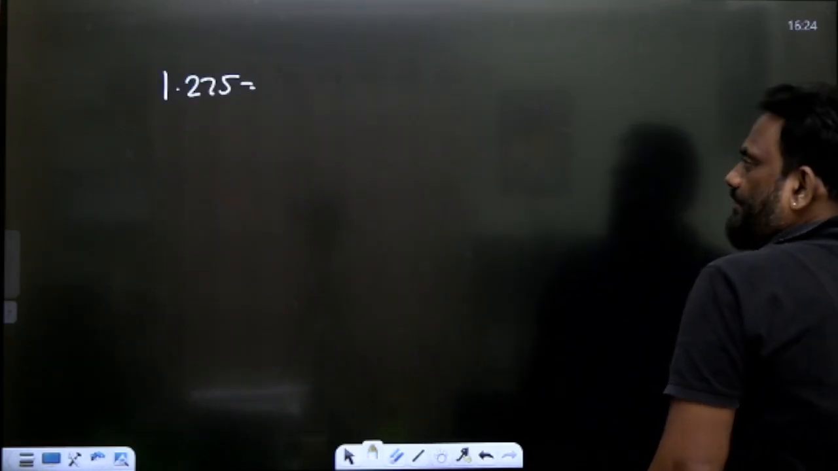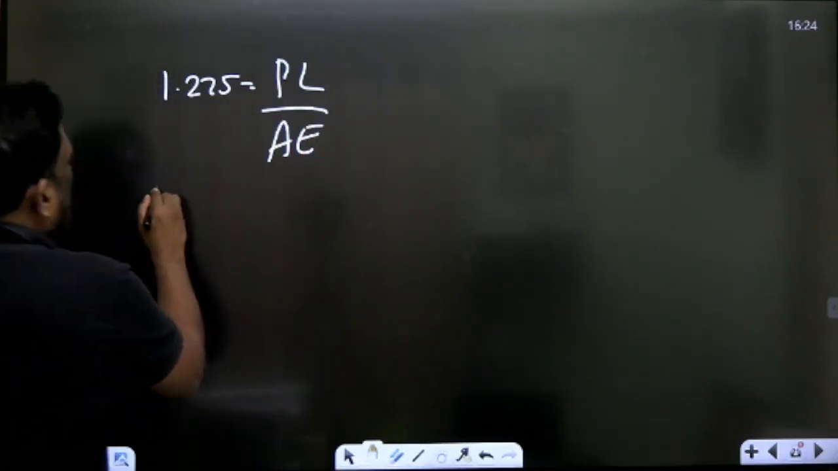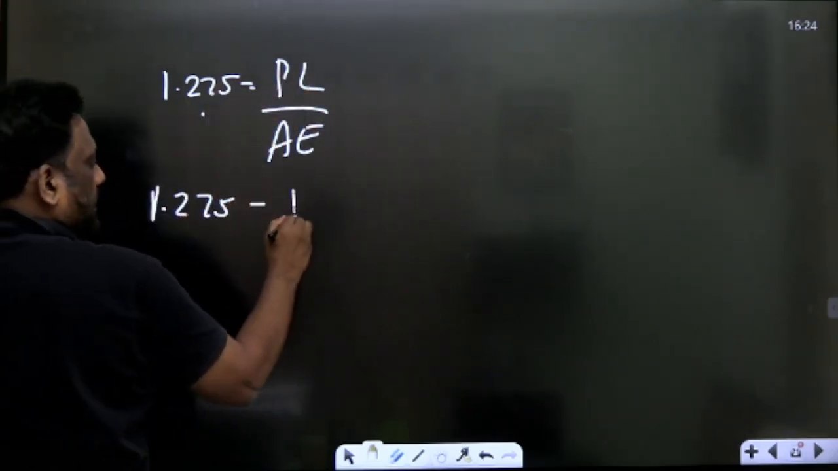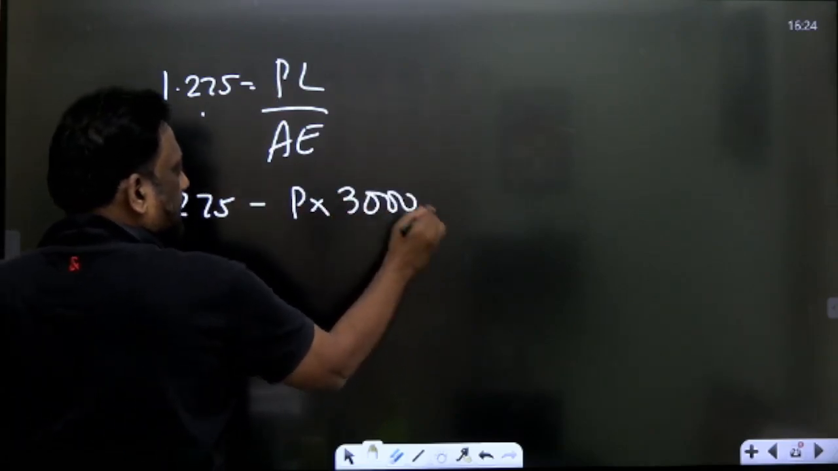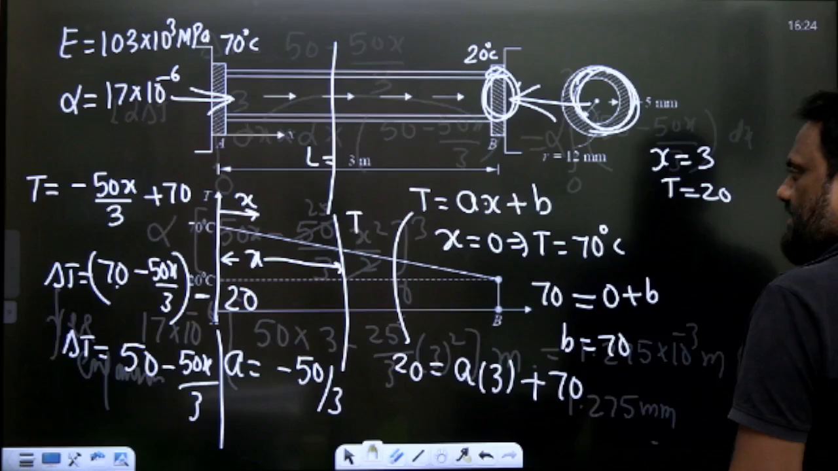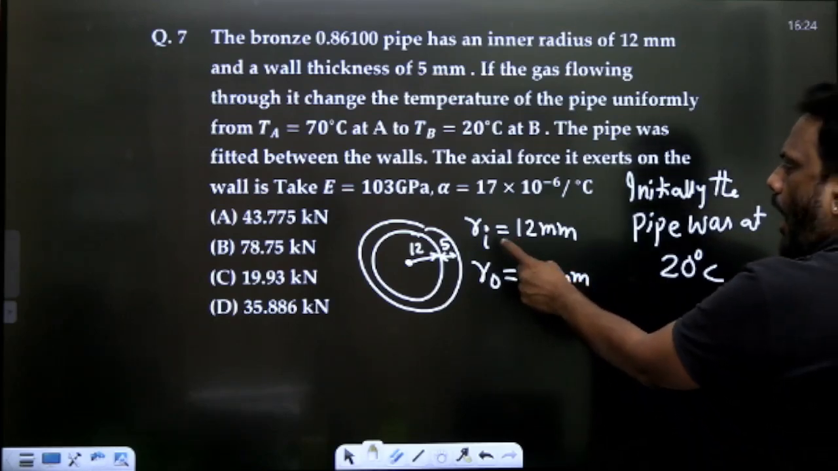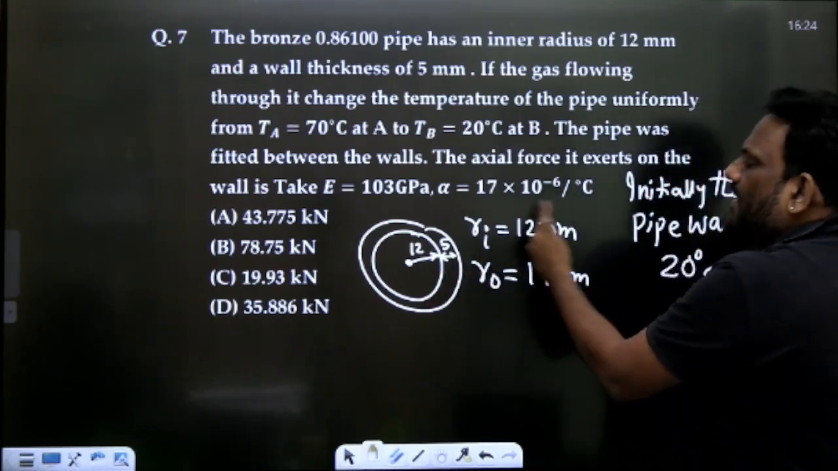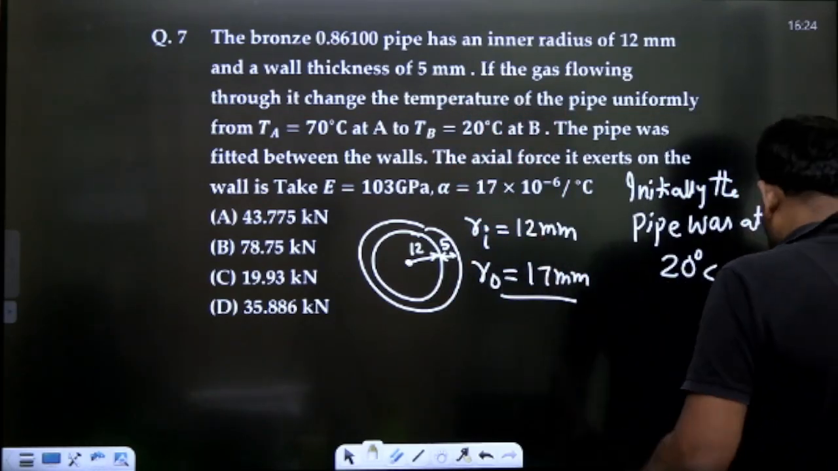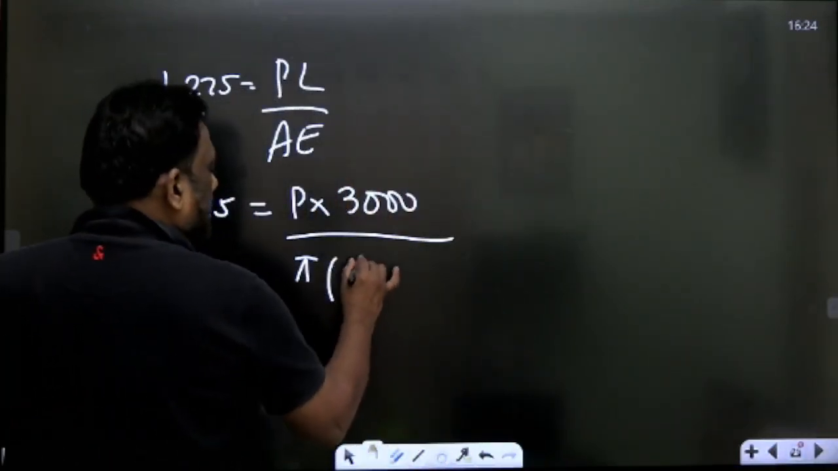So let me write. This will be equal to PL by AE. 1.275, as this is in mm, this should also be in mm. Length is 3000, 3 meter. Now the area. Be careful, sir. Let me calculate the area. The outer pi r square minus pi r s square, pi by 4 D o square minus D s square. R o is 17, R i is 12.